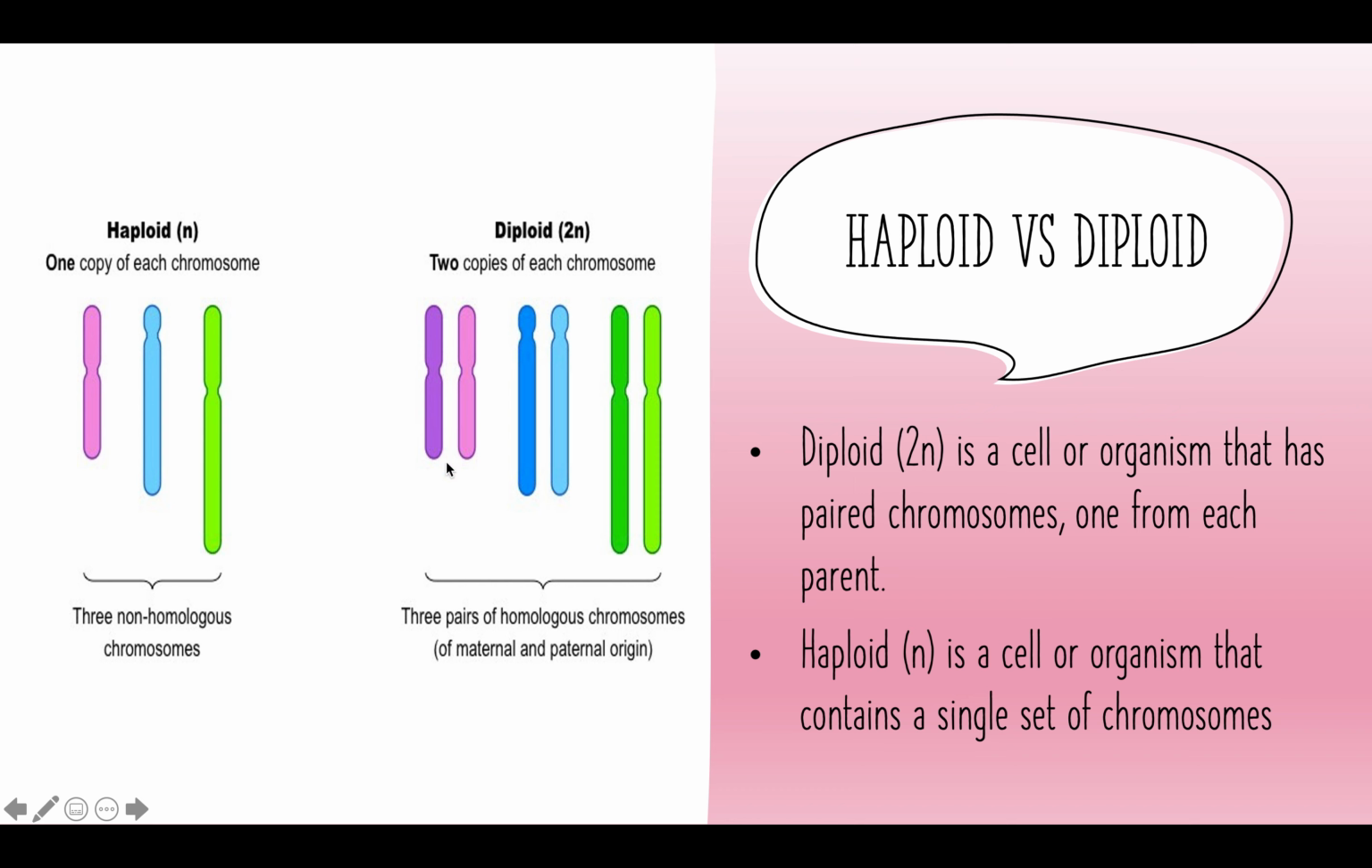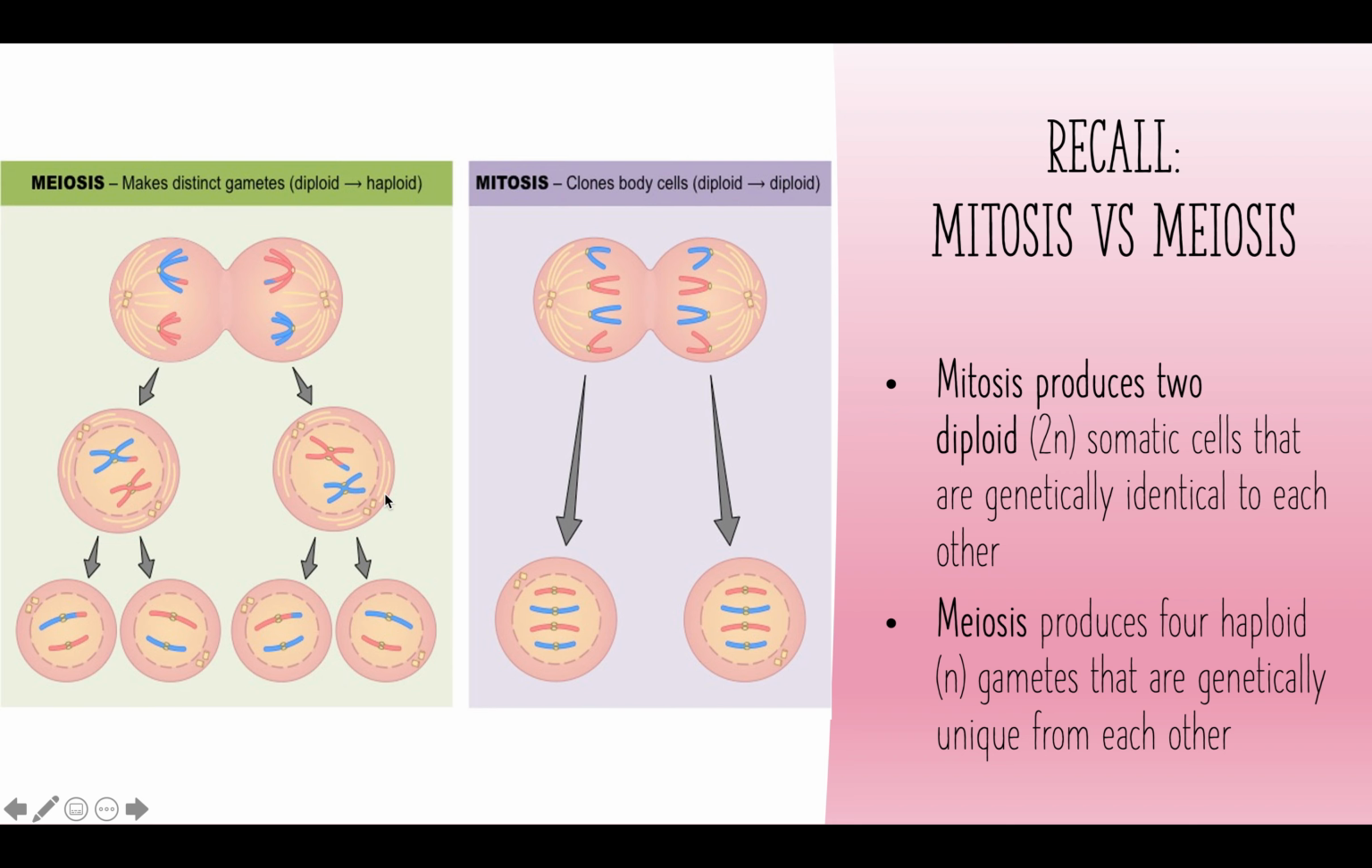On the other hand, an organism that is haploid would have a single set of chromosomes or simply no pair. Haploid is represented by letter n, and so we can say that the haploid number of chromosomes in our example is 3. We have 1, 2, and 3. So when is a cell diploid and when is it haploid? That can be answered by the 2 types of division cells undergo.